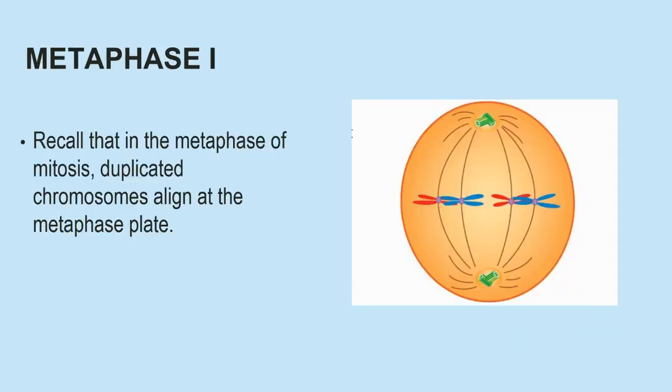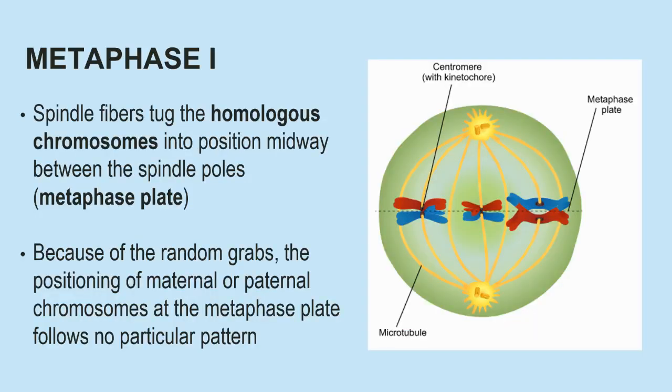So metaphase 1, recall that in the metaphase of mitosis, duplicated chromosomes align at the metaphase plate. Spindle fibers tug the homologous chromosomes into position midway between the spindle poles or the metaphase plate. Because of the random grabs, the positioning of maternal or paternal chromosomes at the metaphase plate follows no particular pattern.